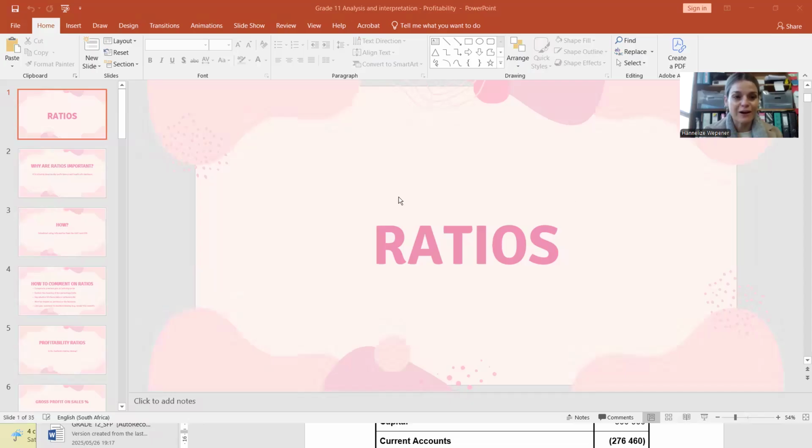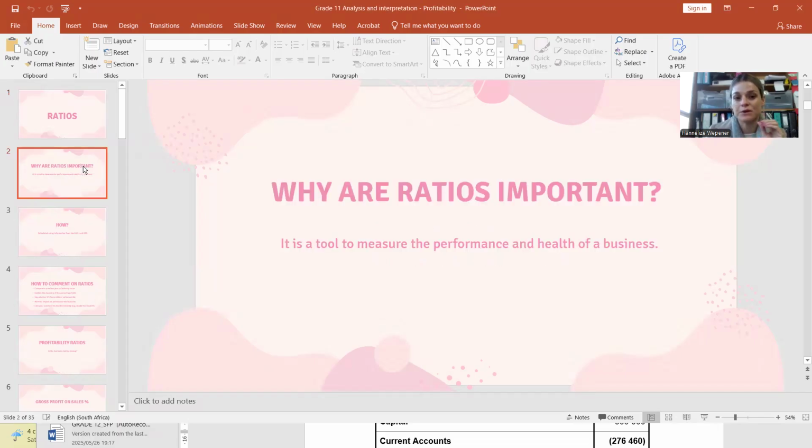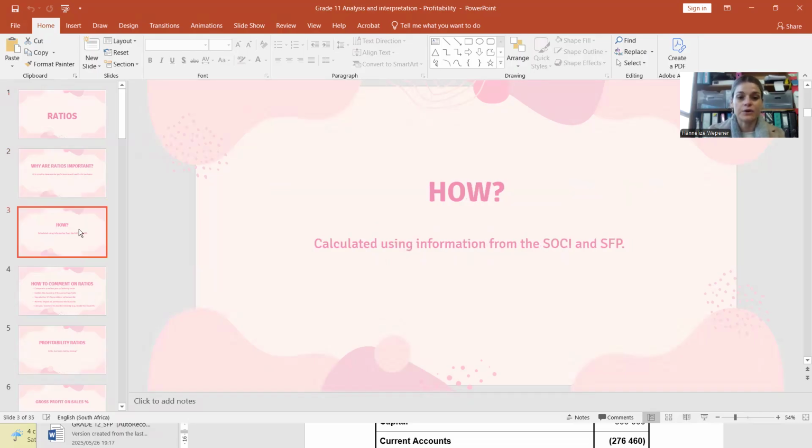Okay. The last bit of ratios. So, just once again, why they are important to a business is they help us to analyze and measure the performance of the business, the profitability, as well as the health of the business. And we are going to do this by calculating ratios using the information in our SOCI and our SFP. For this session, specifically focusing on SOCI, because we are going to look at profitability ratios.